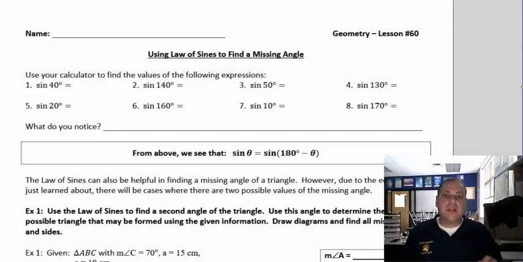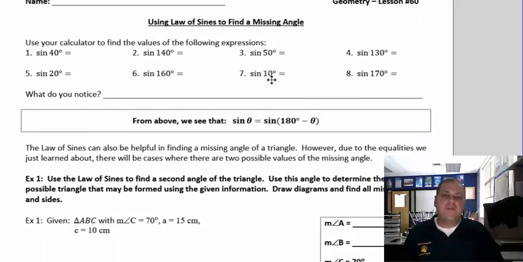All right, now before we really get into lesson 60, using law of sines to find missing angles, we've got to go over something real quick here. If you've got a graphing calculator or scientific calculator or your phone, which you could turn sideways and get the sine stuff, I want you to get that out. And I want you to do these first 8. Just type them in your calculator and see what you get. All right, pause the video and do that.